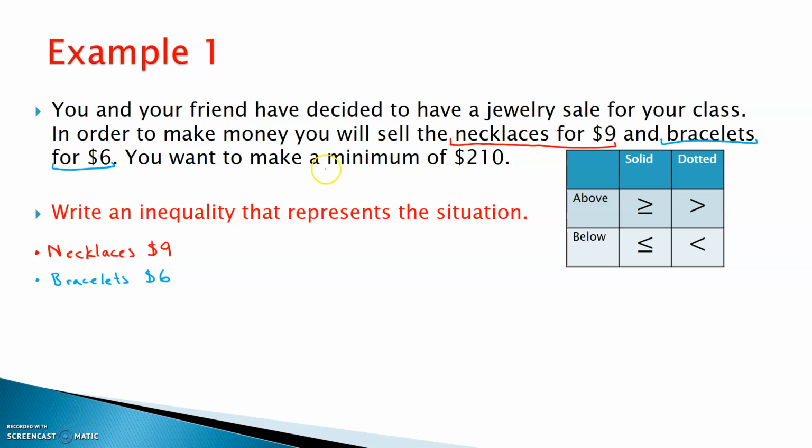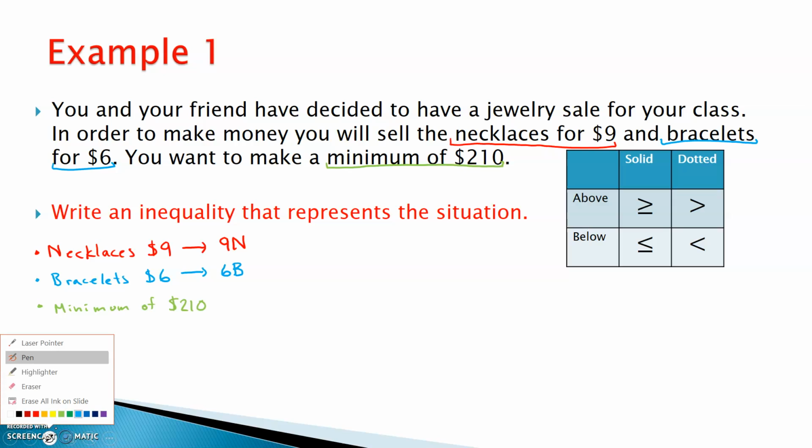And then the last thing is, what's our goal? You want to make a minimum of $210, and I'll explain what that means in a second. Minimum of $210. I think the easy ones from yesterday, you guys were doing pretty well. How do you represent $9 per necklace? Let's just use 9 and the letter N, a capital N. And then bracelets, how did I represent that one? $6 per bracelet. That's how much I'm selling them for. So I'm going to put 6, and I'm going to use a capital B so I don't confuse it with the 6. And then this one right here, the minimum.